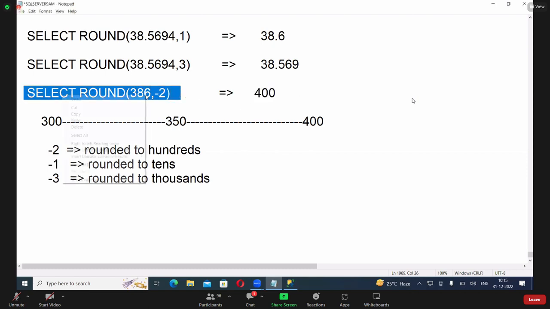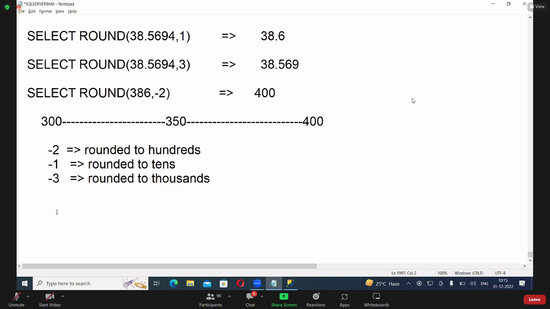If I give 336 instead of 386, then 336 is below average or above average? Below average, so it rounds to 300.